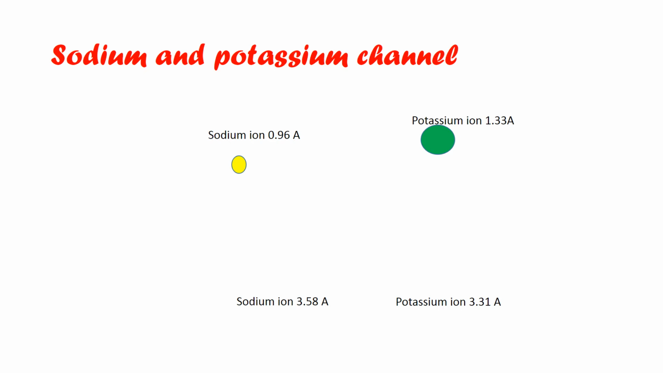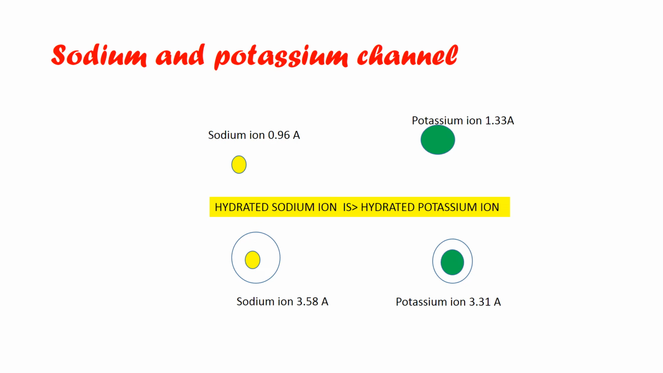It is potassium. But when we talk about the hydrated form, the sodium ion has a diameter of 3.58 angstrom and potassium ion has 3.31 angstrom. So here the sodium hydrated form is bigger as compared to the potassium. The size of hydrated sodium ion is greater than the hydrated potassium ion. These are the very important characteristics that determine the selectivity and specificity of the ion channels.